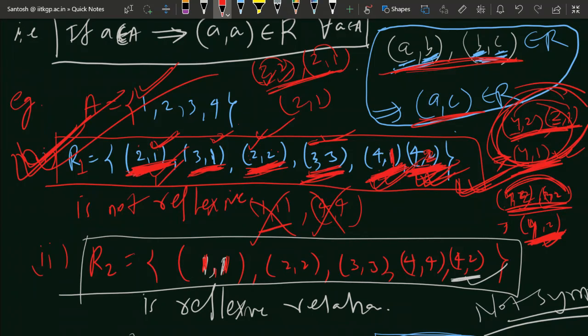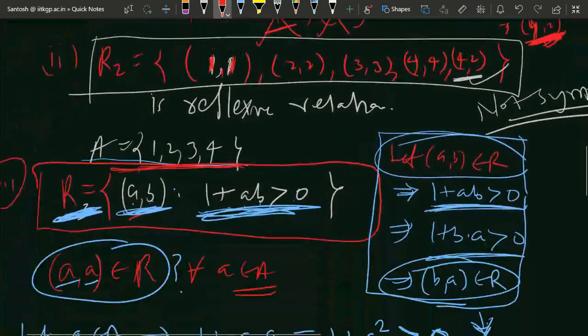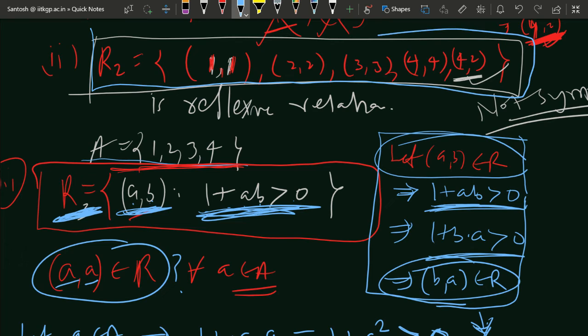But transitivity is something more difficult than reflexive or symmetric. Okay, so you have to take care of that. Carefully, you have to see. Okay, come with this example. Now see the second part. So I'm telling about this R2. Elements are 1 1, 2 2, 3 3, 4 4, 4 2. So do you see this is transitive?